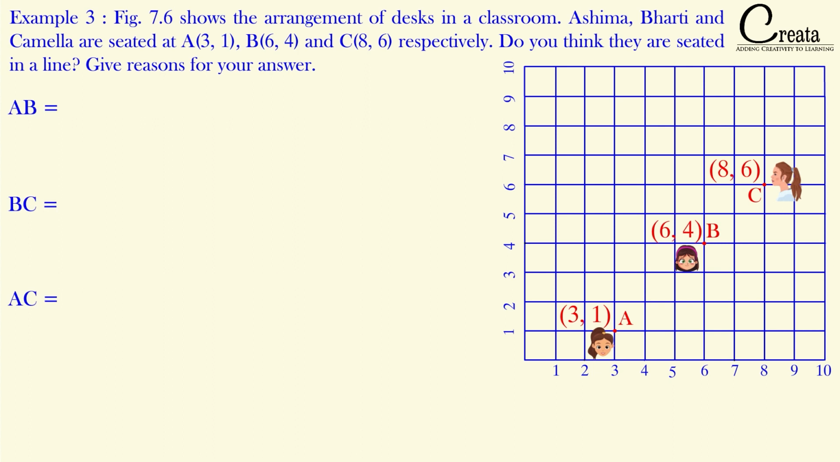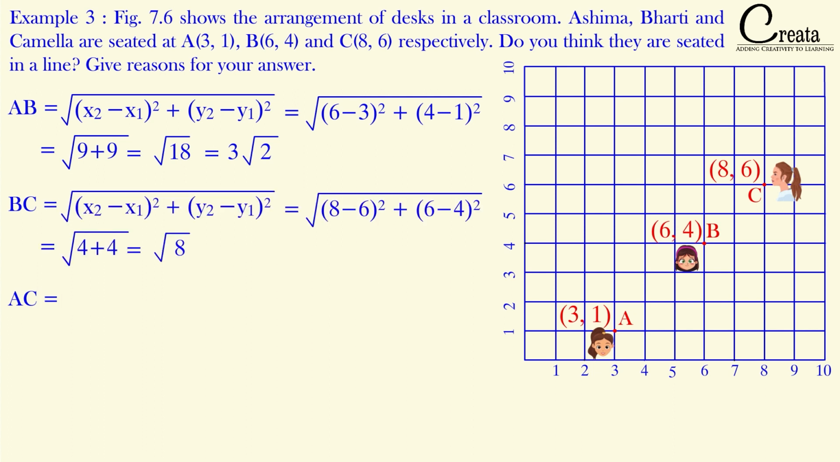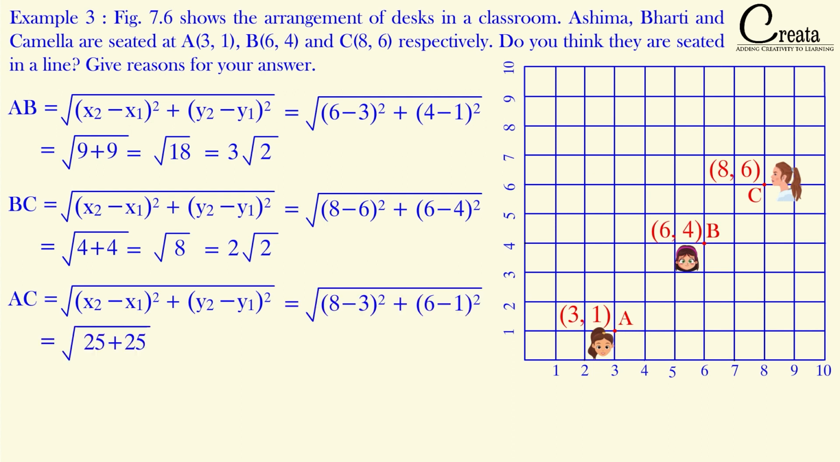We know the coordinates of A and B. We can use the distance formula. We know x1, y1 and x2, y2. Let's put the values. On putting the values and solving, we got the answer as root of 18, which is basically 3 root 2. We can use the distance formula for BC. On solving and putting the values, we got our answer as root of 8, which is basically 2 root 2. For AC, on putting the values and solving, we got the answer as root of 50, which is basically 5 root 2. So we have got the distances AB, BC and AC.